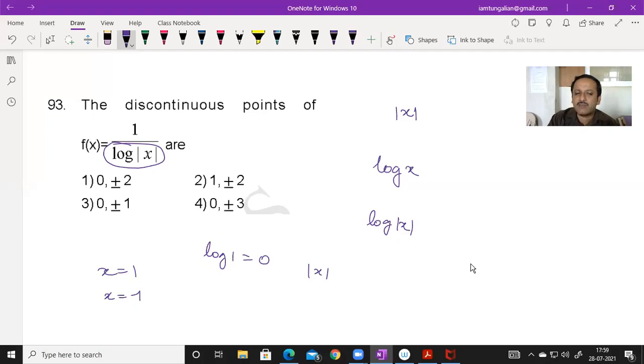So it is discontinuous at 1 as well as minus 1. Also at 0. At 0, it is not defined at all. So obviously, it is discontinuous. So it is discontinuous at 0 and plus or minus 1. Okay. These are the three points where it is discontinuous. Everywhere else, it is continuous.